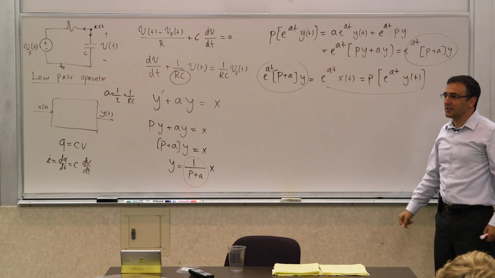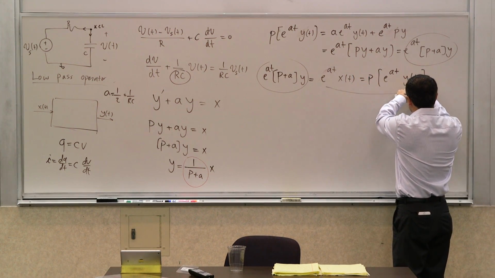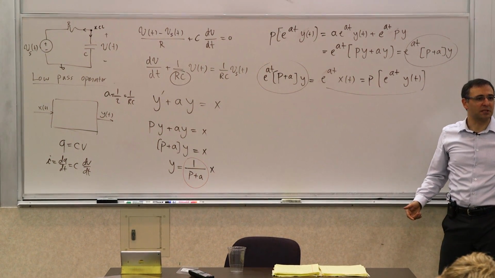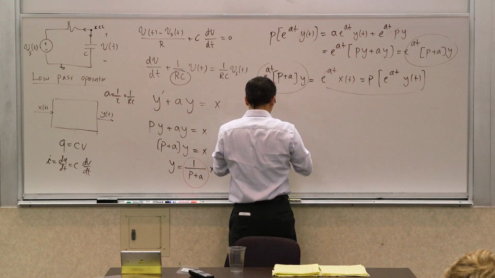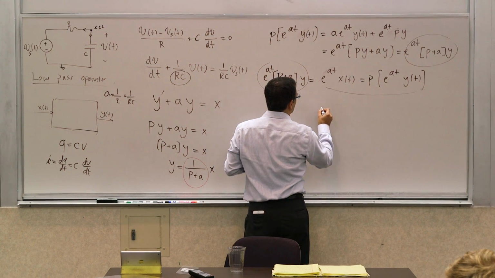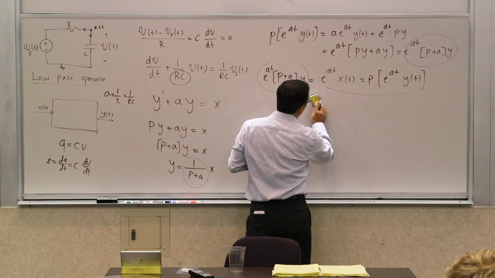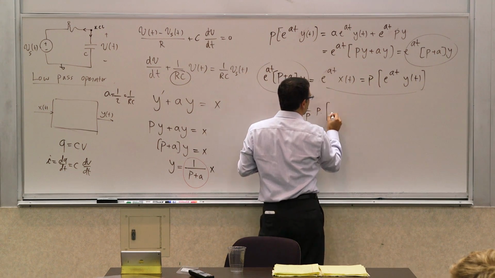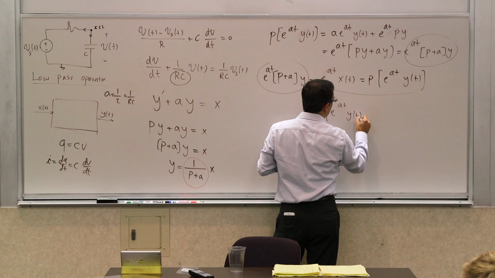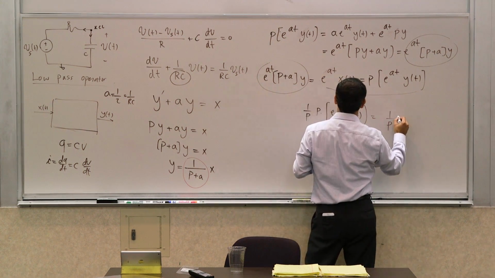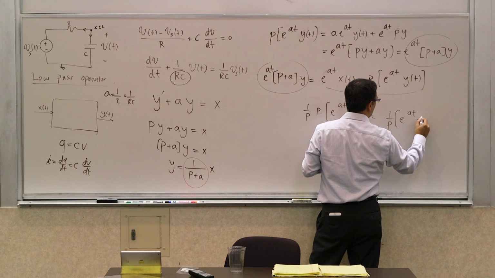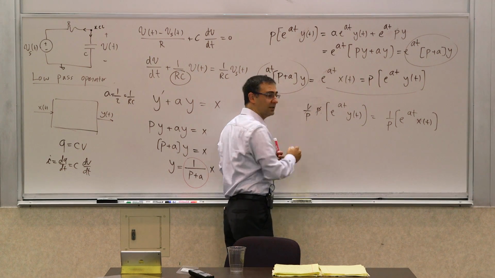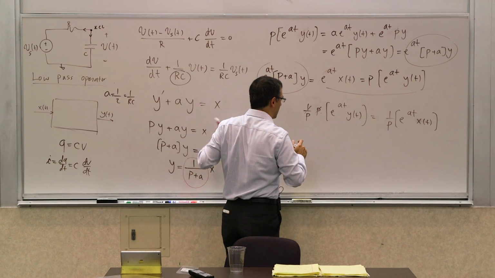So what's the first step? What's the first thing I need to apply to both sides to get to the core of this thing, the y of t? 1 over p, the inverse of p. So I apply that, 1 over p, and I'm going to reorder it. I'm going to say 1 over p e to the at y of t, and on the other side, I will have 1 over p e to the at x of t. So these two cancel each other, subject to that condition that we discussed.